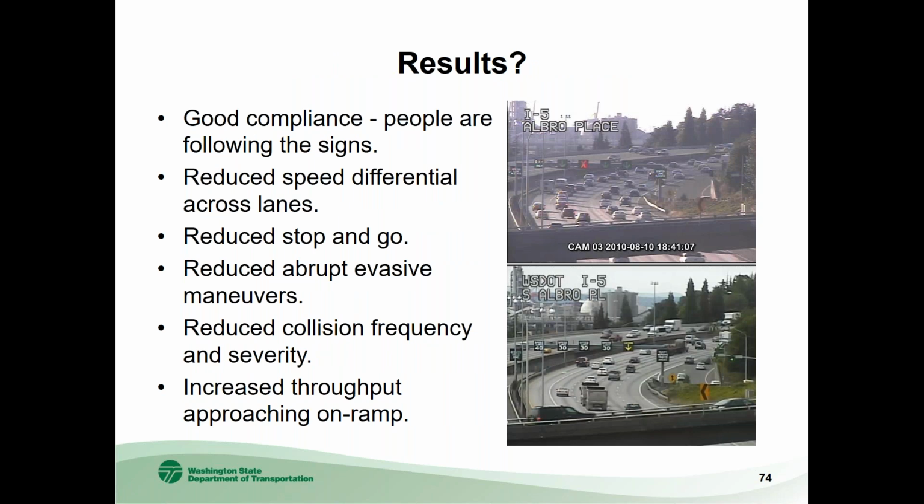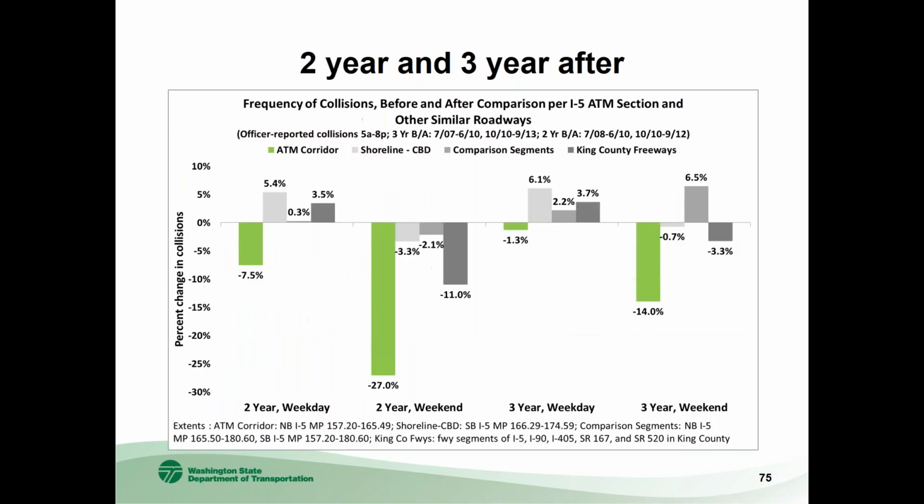Okay, and quickly mention the results. We get good compliance for the speed as well as the lane control, and good results for the junction warning. In terms of accident improvement, we compared with similar facilities around the area, and overall in the ATM corridor we have a reduction of accidents, while the adjacent or surrounding arterial as well as freeway system have increased accidents.